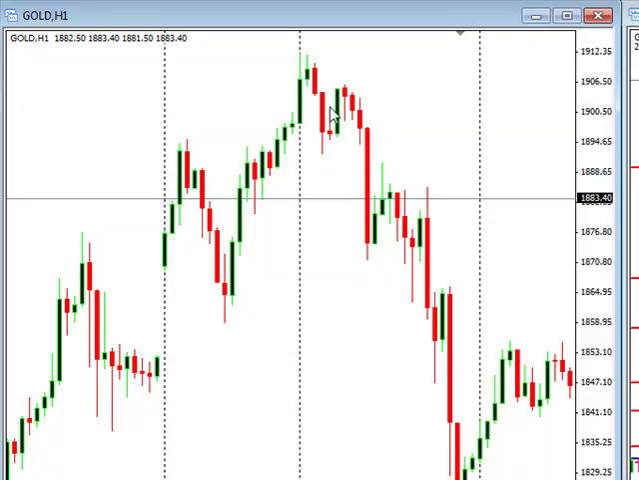So, it makes sense for us to test this 1900 area where we are. Doesn't mean we're going to break it. Doesn't mean we're going to stay there. You can see there is a little accumulation here of volume at that 1900 price level. So, it's going to take an effort to get us up out of there higher.